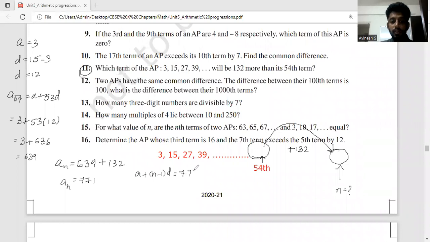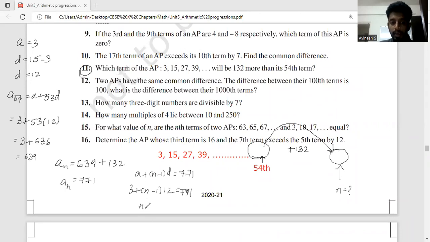So there is an error, I'm sorry for this. The value is 771, not 778. So we get a plus n minus 1 into d equals 771. And in the place of a, you substitute 3, and n minus 1 into d, where the d value is 12, which is equal to 771.